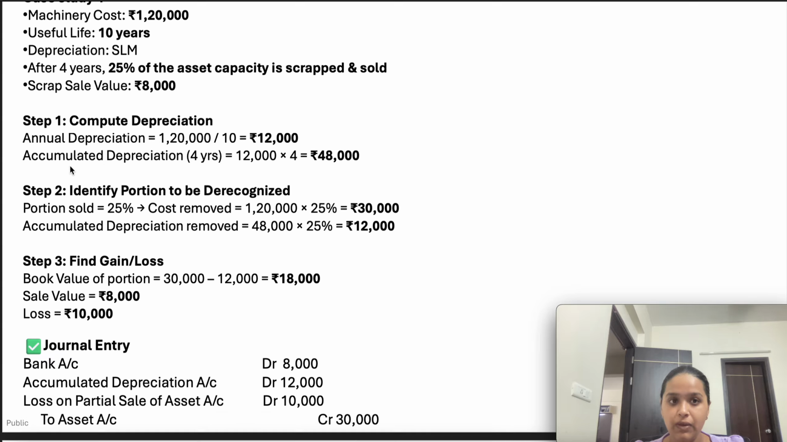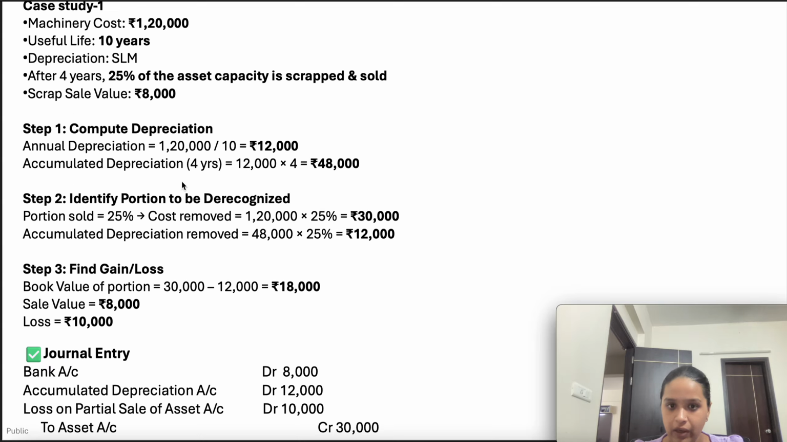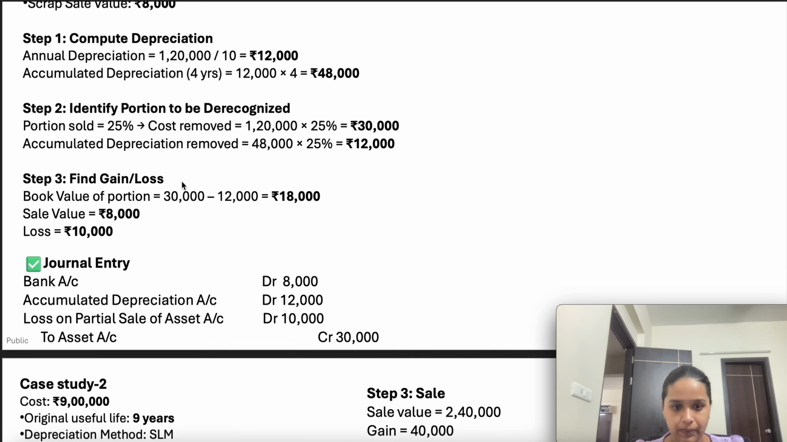So what will be the journal entry that you will post? Asset account debit 30,000, accumulated depreciation account by 12,000, bank 8,000, and the rest, 10,000, is our loss account.